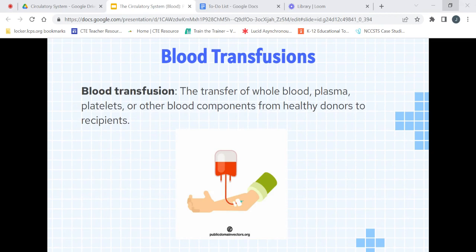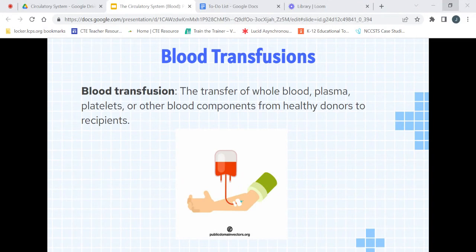A blood transfusion is the transfer of either whole blood, plasma, platelets, or other blood components from healthy donors to a recipient. Blood components can be separated by centrifuging blood. That just means spinning the blood at a high speed so that the denser components settle at the bottom of the tube. Then platelets and other specific components of blood can be transfused. Whole blood or blood components can be stored in blood banks and withdrawn as needed.